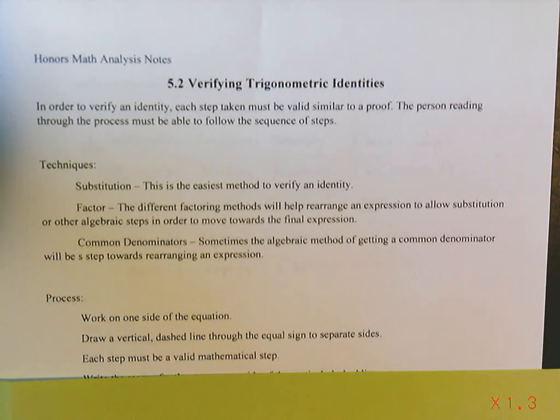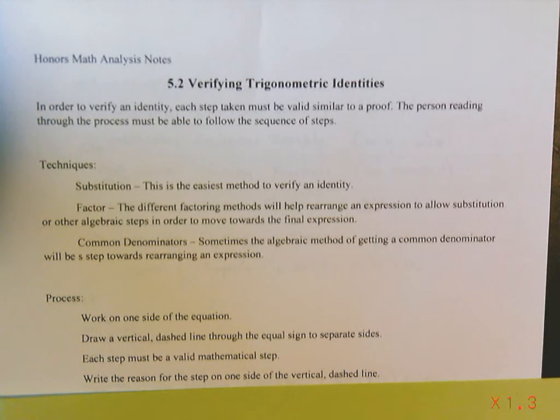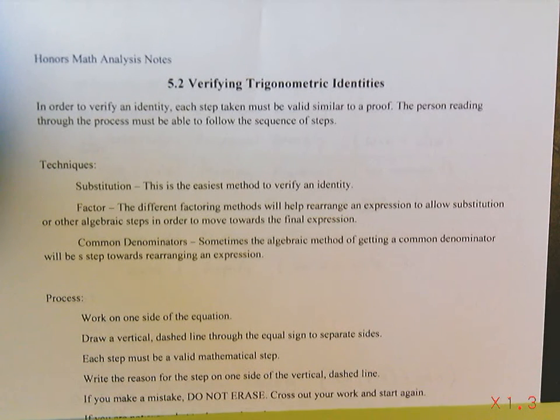And each step must be a valid mathematical step. These are not going to be proofs like you think of in geometry. I want you to write the reason for the step on one side of the vertical dashed line, but it's not a formal proof. The reason I want you to write what's on the right hand side, your reason for your steps, is so you get to go through the process and you think out loud of what you're doing.